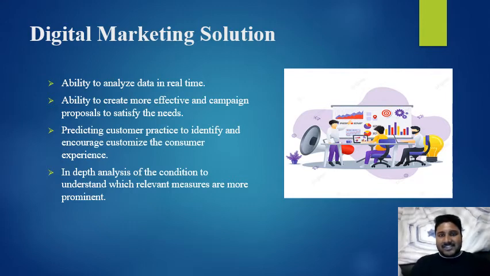In this section, I will explain how digital marketing solutions help. What are the digital marketing solutions for this? It helps to analyze data in real time. That's the main use of creating an app and collecting the data. It gives the ability to create more effective campaign proposals to satisfy the needs. Through this data collection, we will be able to analyze customer trends, their shopping trends and all. So it will help us to forecast our business.